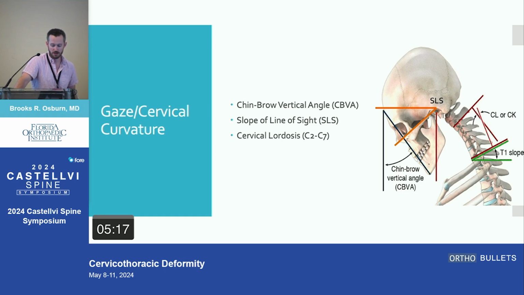Same thing for slope line of sight, except this utilizes the horizontal gaze. So you have a fixed horizontal line and then drawing a line from the external auditory meatus to the inferior portion of the orbit.